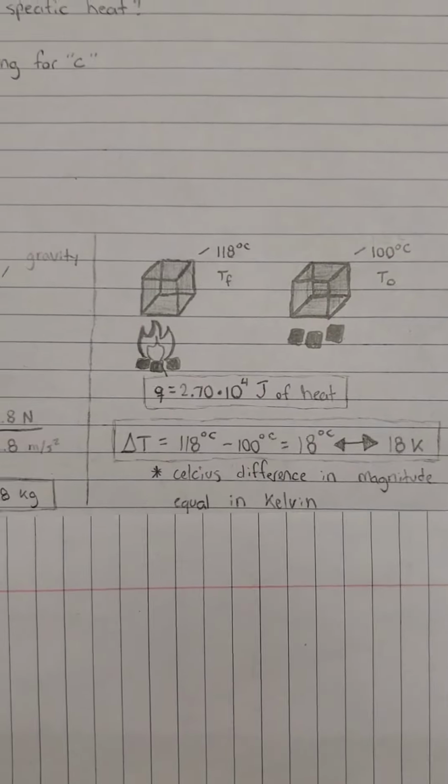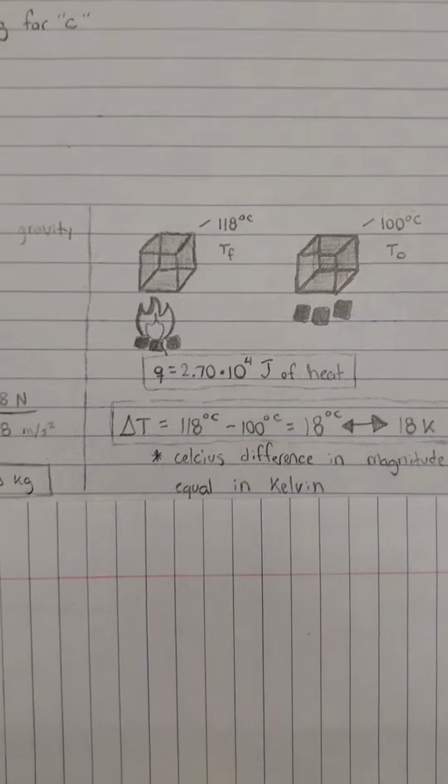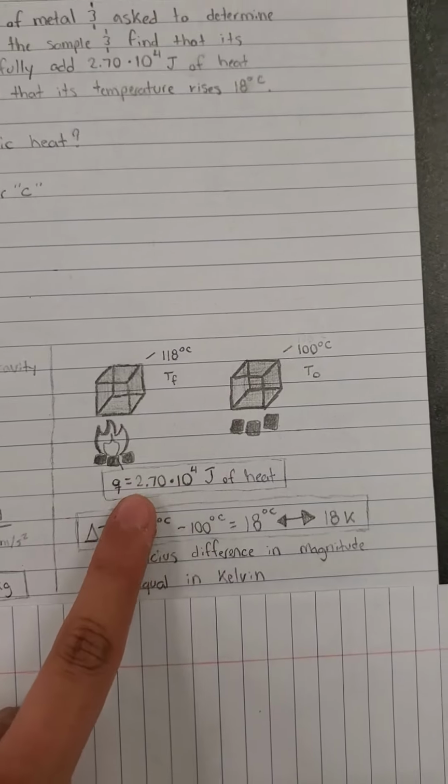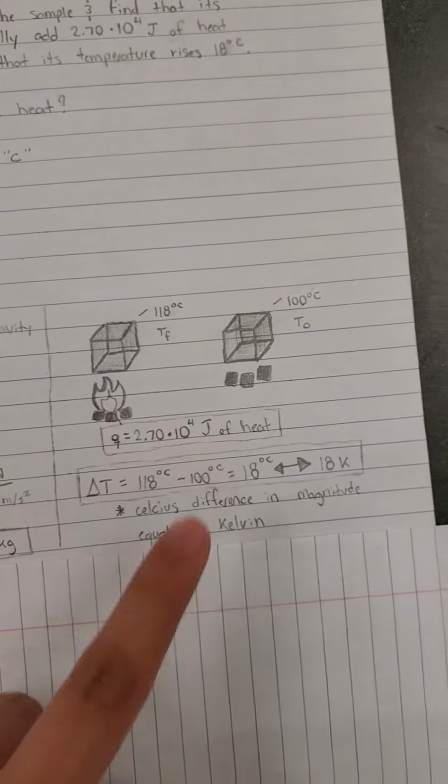And to solve for the change in temperature, the change was 18 degrees Celsius, which, since Celsius and Kelvin differences are the same magnitude, is also 18 Kelvin. And we're already given the flow of energy, so positive 2.70 times 10 to the fourth joules of heat.